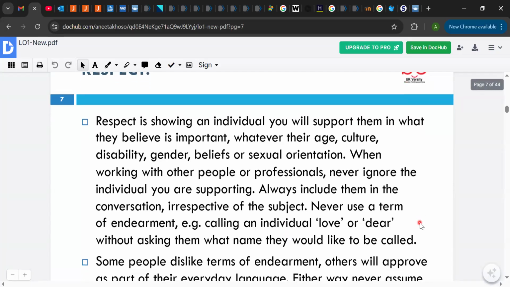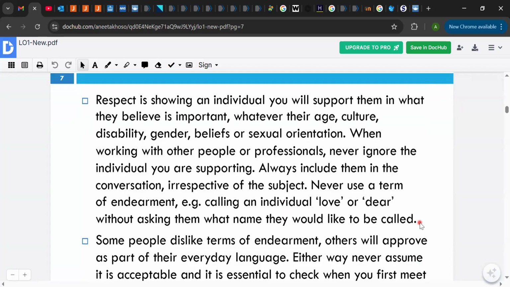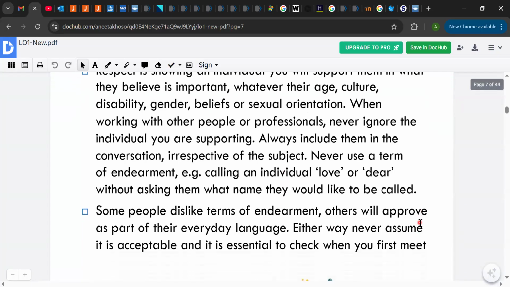Never use a term of endearment like calling an individual love or dear without asking them what their name would be or what they would like to be called. I don't like to be called that way, and I don't call someone like that. Okay. But that is my opinion. But your opinion would be different. I can't impose my opinion on you because you're an individual. I'm a separate individual. So always make sure, if you ask the person, can I call you by this name? And always stick to it.